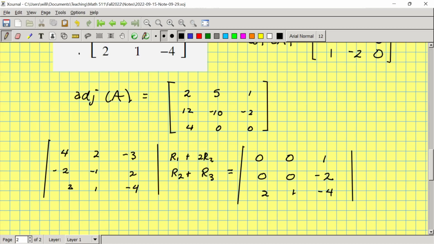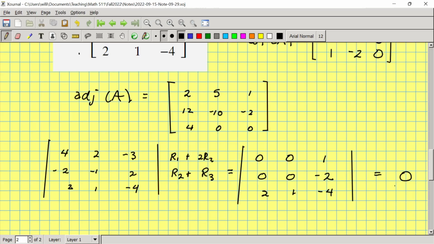Singular? How do I know that? Because one of the columns is free. Not both of them. One of the columns is 2 times the other column. One of the columns is a multiple of the other column, right? Which means that when I subtract 2 times column 2 from column 1, I'm going to get a column of zeros and the determinant is 0. So as soon as I found out that one column was a multiple of the other column, I know the determinant is 0.